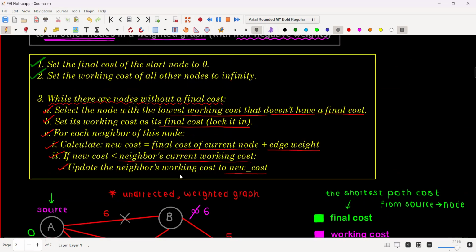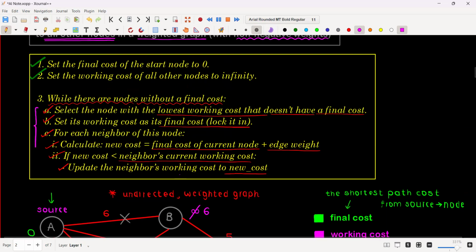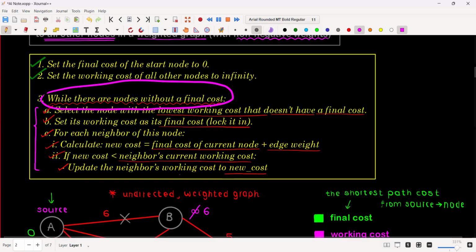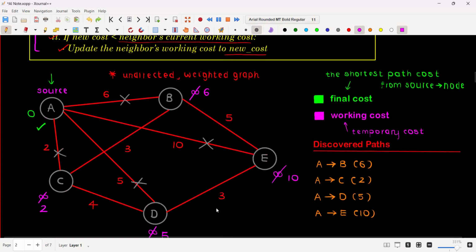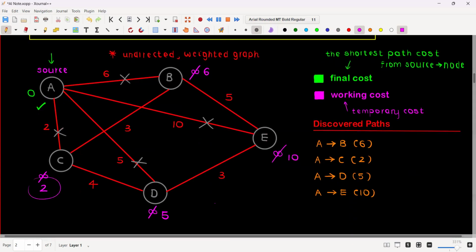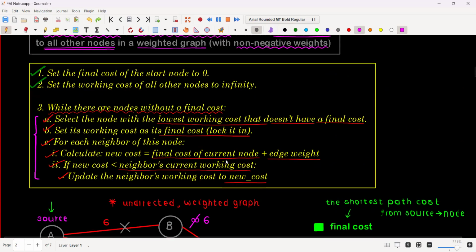Okay, so what I described to you was essentially these 1, 2, 3, 4, 5 steps, right? I've just discussed these steps. Now, to repeat them. And now that we've gone through these steps once, we can probably understand these steps better, where I start from the beginning. While there are nodes without a final cost, we still have a lot of nodes without a final cost, right? The only node that has a final cost is node A. Node C with a working cost of 2, D with 5, E with 10, and B with 6, all still don't have a final cost. So that means I can repeat.